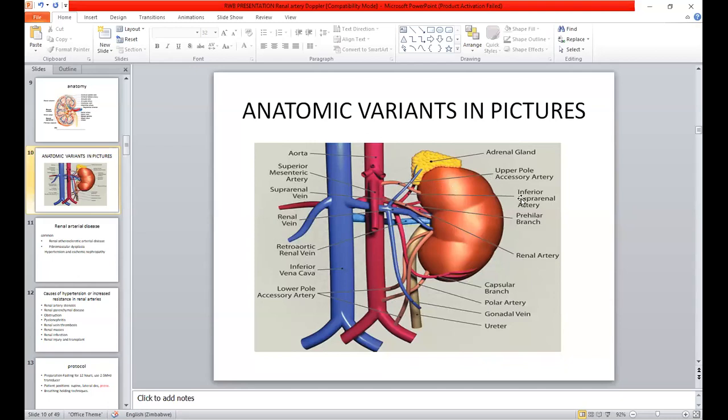We will also have an inferior suprarenal artery, right, which may arise from the renal artery going to the superior part of the kidney or to the adrenal gland. We will also have a prehilar branch. This one can arise from the renal artery and goes parallel to the renal artery, entering into the hilum of the kidney.